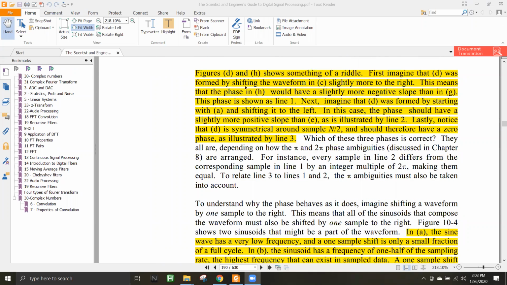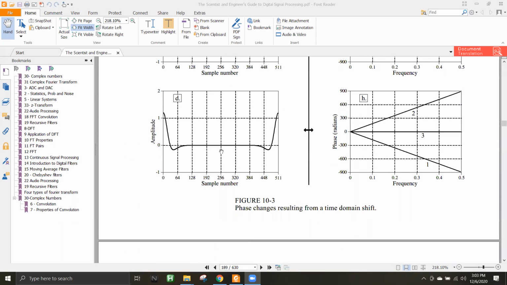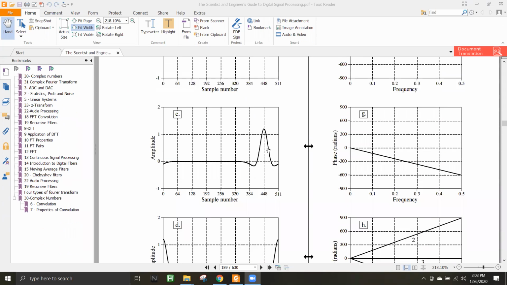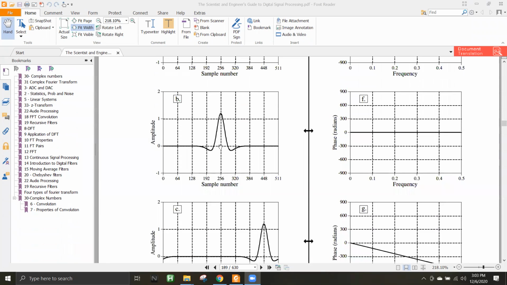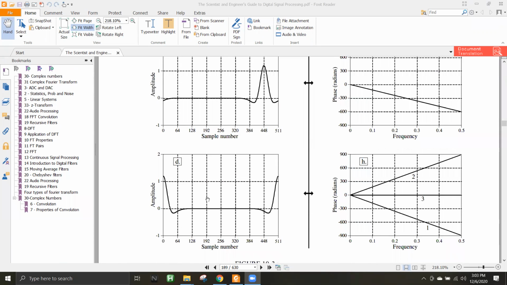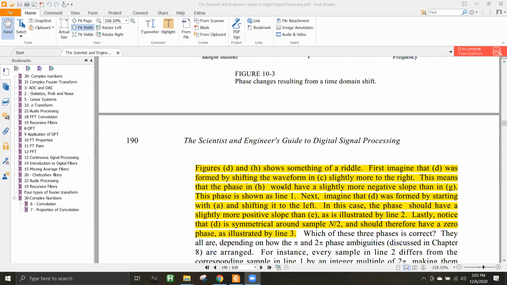Okay, so now figures D and H show something of a riddle. The last one shows something of a riddle because it shows multiple phases. D can actually be obtained from B. If you think about B, B had 0 phase. So how can D also have 0 phase, then negative phase and positive slope phase? Now we'll be coming to that.